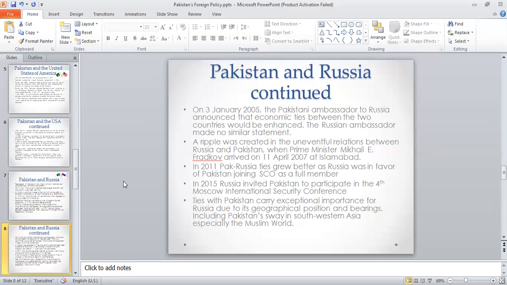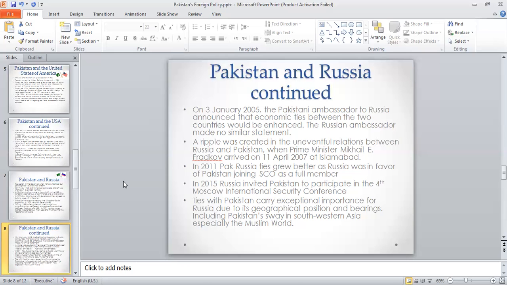In 2011, Pakistan and Russia ties grew better as Russia was in favor of Pakistan joining the SCO as a full member and positively received the idea of expansion of Karachi Steel Mill. In 2015, Russia invited Pakistan to participate in the 4th Moscow International Security Conference and carried out a deal to sell Pakistan Mil Mi-35 Hind helicopters.